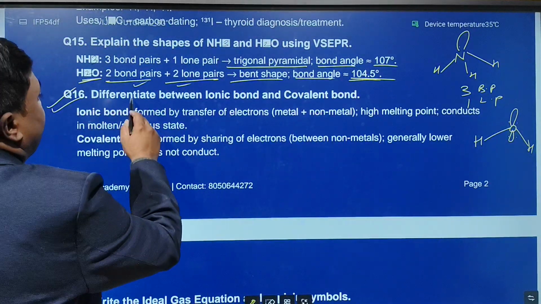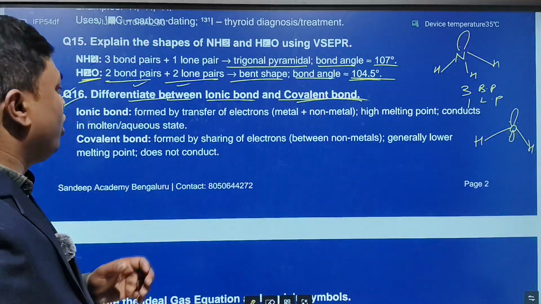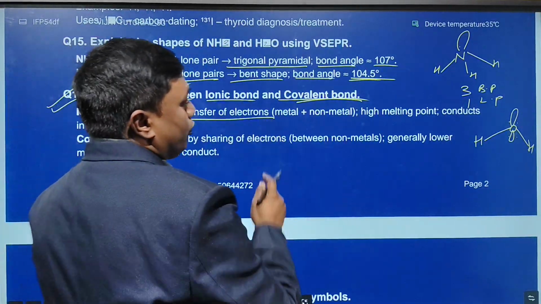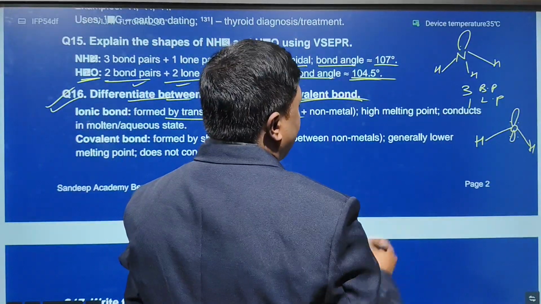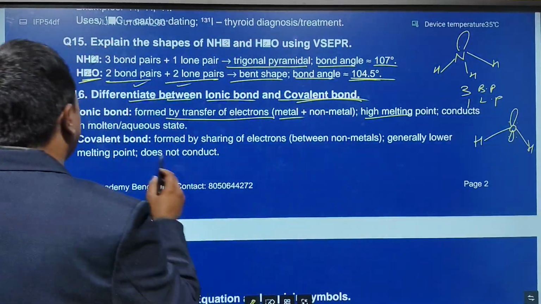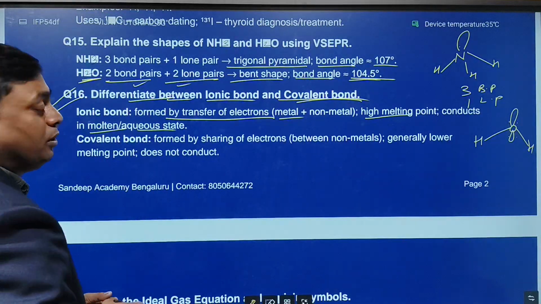Next question. Differentiate between ionic bond and covalent bond. An ionic bond is formed by the transfer of electrons, generally between a metal and a non-metal. Ionic compounds have high melting points, conduct in molten and aqueous state only, and are generally soluble in water.